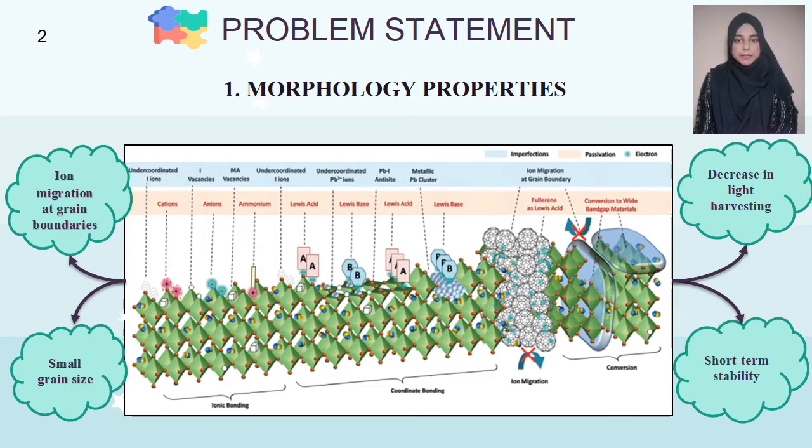Long-term device stability is the core problem encountered by perovskite solar cells, mainly due to the poor morphology of the perovskite material, which causes charge trapping that may lead to deterioration of its critical characteristics. The usual morphological causes are ion migration at grain boundaries and small grain size, which decrease light harvesting and lead to short-term stability of the perovskite solar cells.